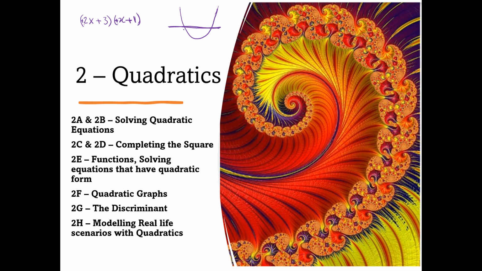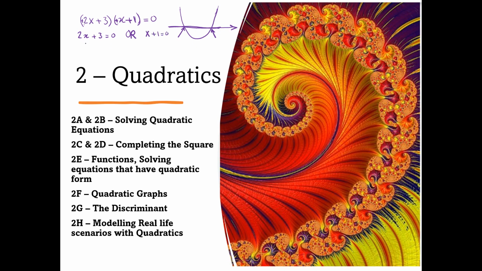In our case, how do I know what the coordinates are here? These two points are called the roots of the equation, and the roots are given when you set the factorized form equal to 0 and you solve it for x. The product of these two brackets is equal to 0. That means either 2x plus 3 is equal to 0 or x plus 1 is equal to 0.